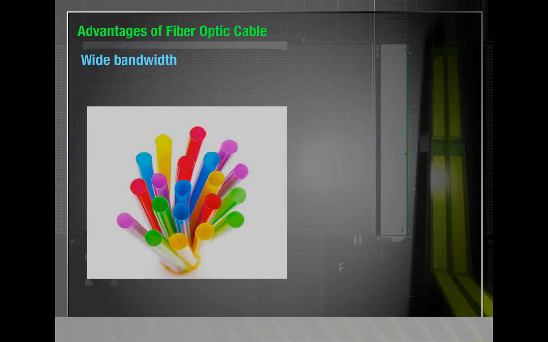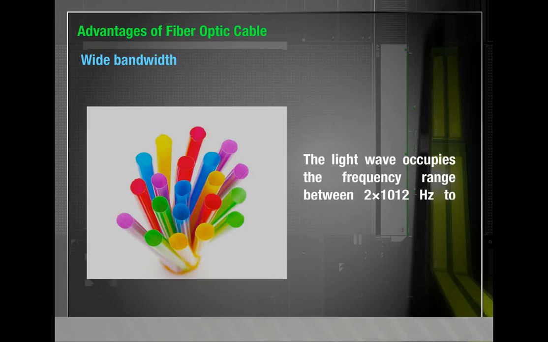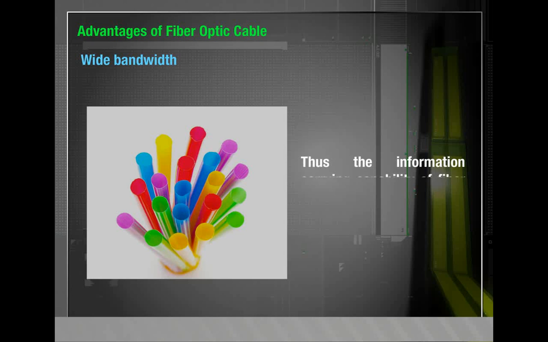Advantages of fiber optic cable. Wide bandwidth. The light wave occupies the frequency range between 2 × 10^12 Hz to 3.7 × 10^12 Hz. Thus, the information carrying capability of fiber optic cable is much higher.